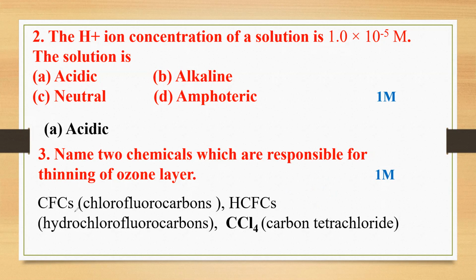Okay. These harmful gaseous substances are released into the environment by human activities, means by the use of refrigerators, air conditioners, and aerosols. These are all the main sources of CFCs, HCFCs and CCl4. Okay, this is the answer. Try to remember, practice.